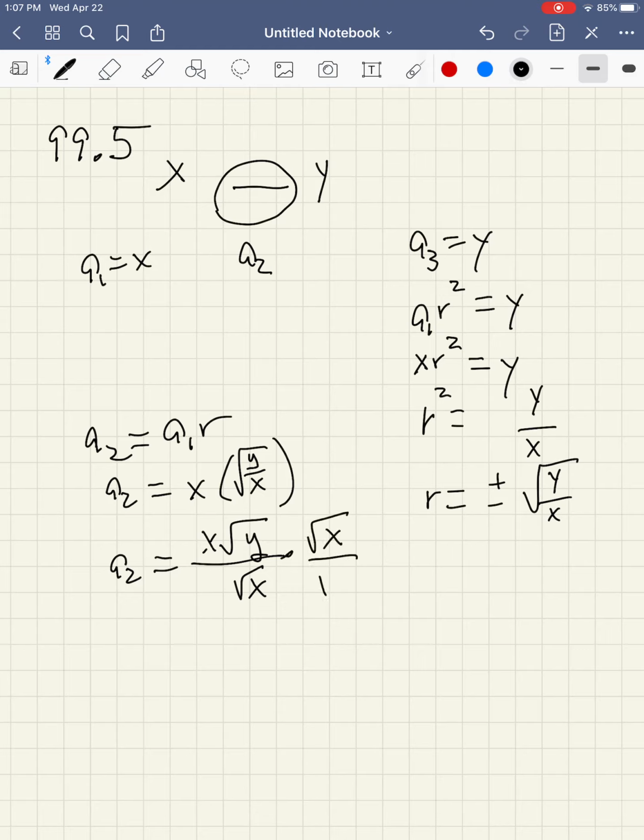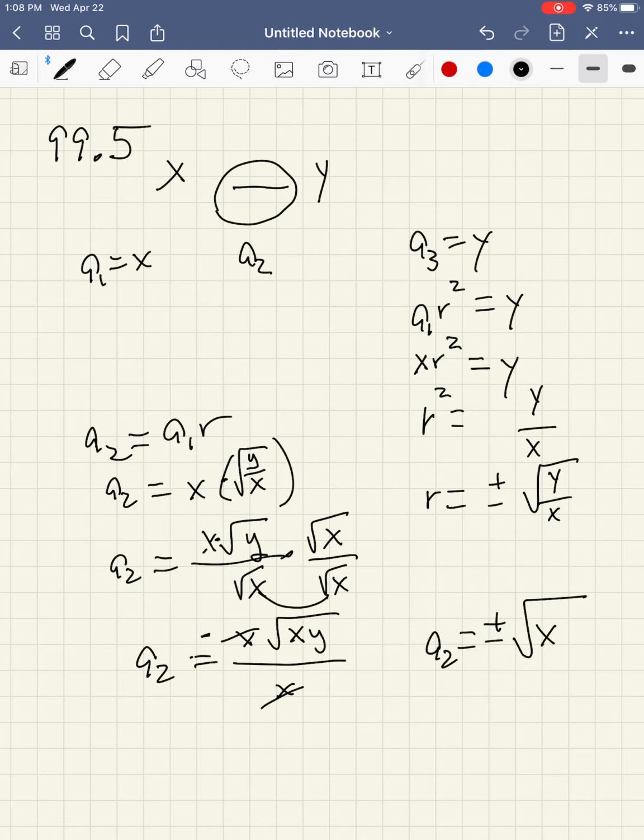So if we multiply by square root of x over square root of x, we get x times the square root of xy over x, so those cancel. So we get positive square root of xy. If we change this to a negative, what's going to happen? The only difference is it's going to be a negative answer, isn't it? So A2 is actually plus or minus the square root of xy. All right, so that's for the geometric mean.